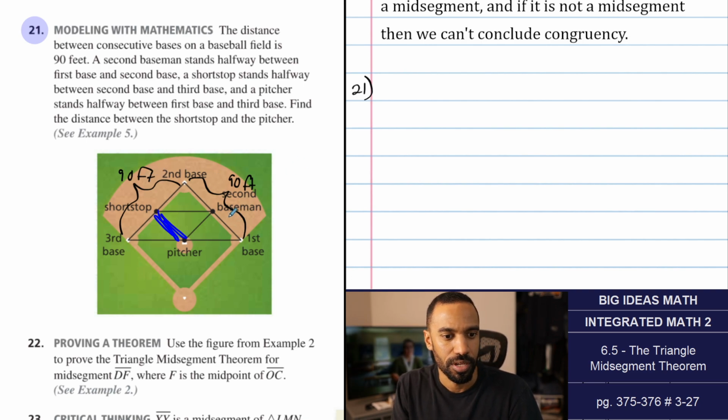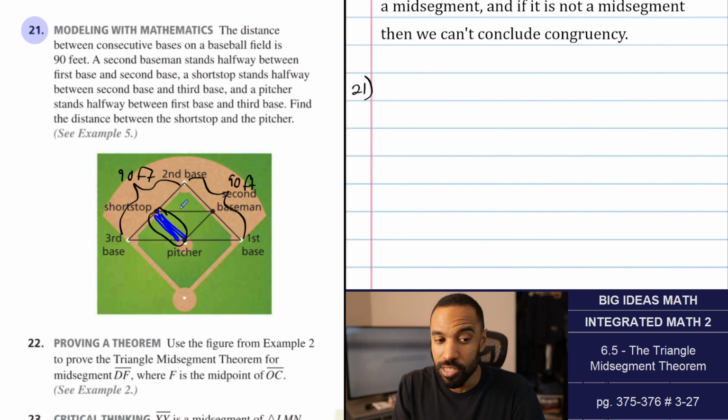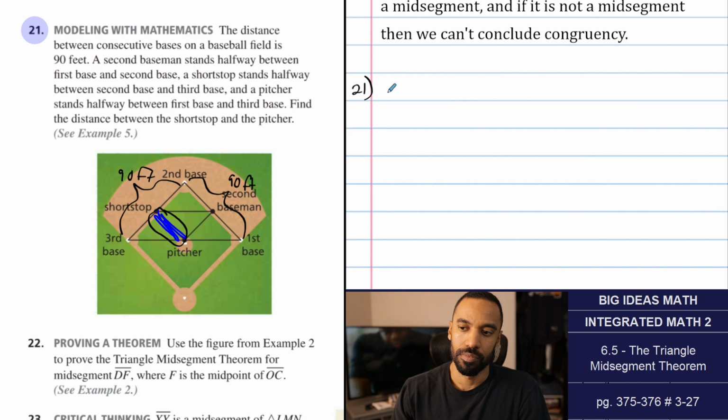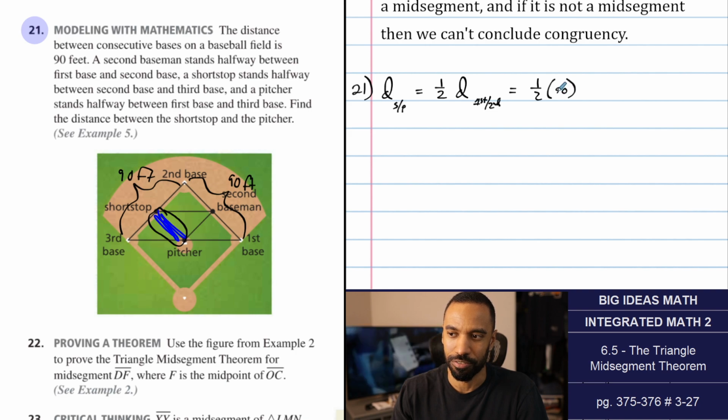Sorry, I just got to use that with my mouse. Now, if this is 90 feet, then this, being a mid-segment, we know it's a mid-segment because shortstop is halfway between, should be half of 90. So the distance between shortstop and pitcher is half of the distance between first base and second base, which is half of 90, which is 45 feet. And you need the units there.